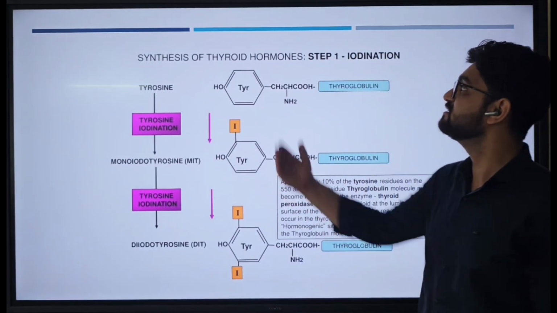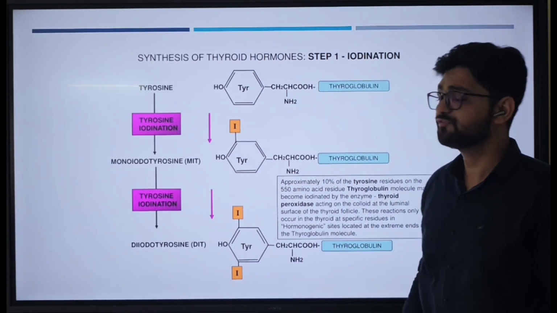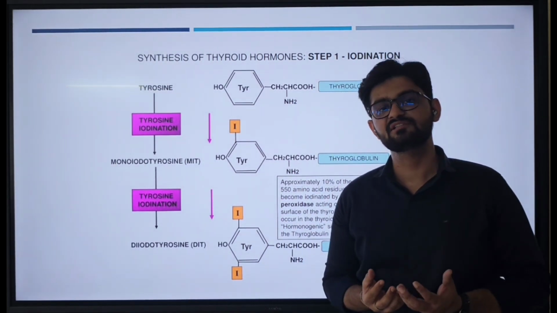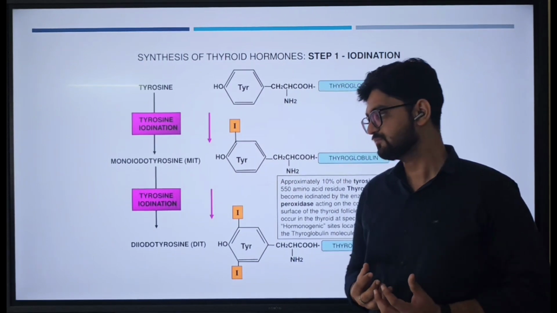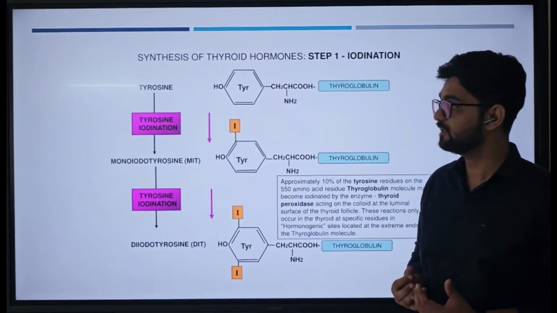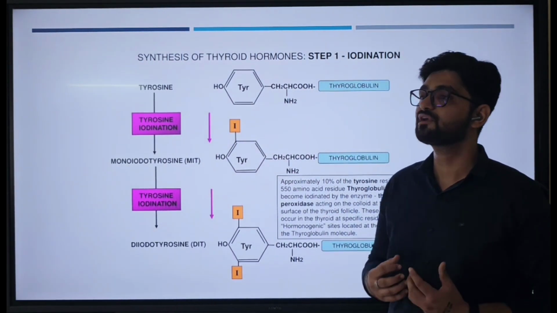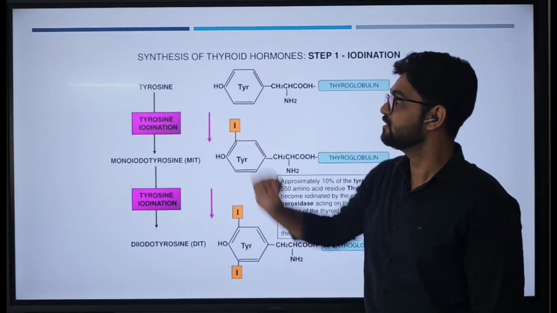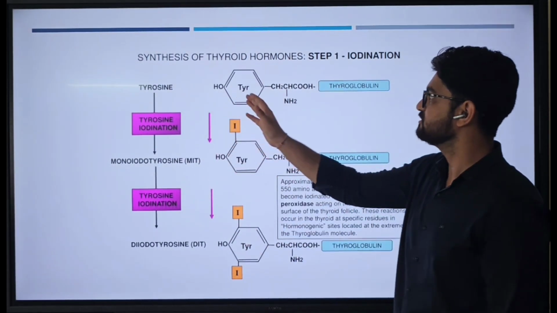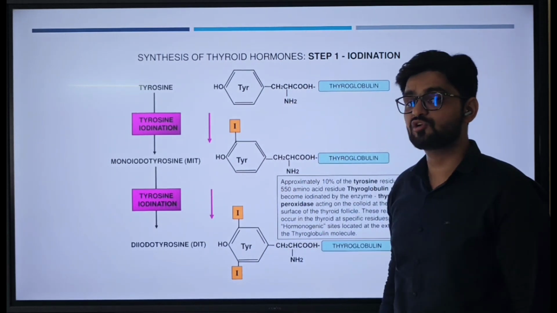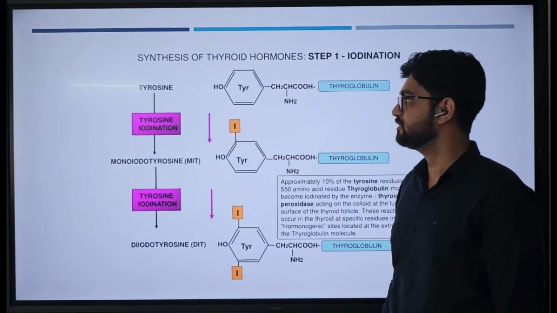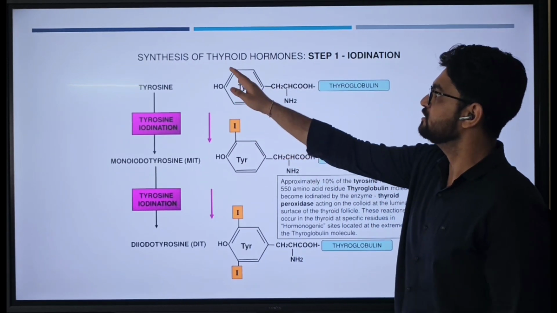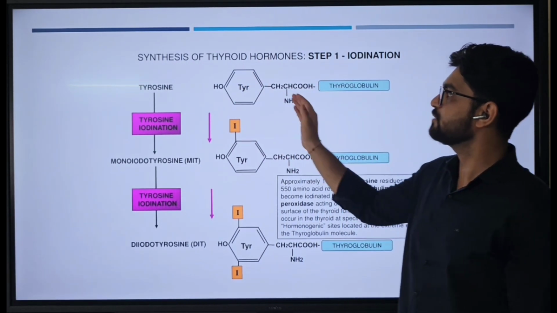Talking about the synthesis of the thyroid hormone. First is the step of iodination. When we talk about the synthesis as well as the storage of the thyroid hormone in the thyroid gland, first we need to know the chemical structure of the thyroid hormone. So it starts with the amino acid tyrosine. Tyrosine is conjugated in thyroglobulin, which is a glycoprotein. Here you see the chemical structure of tyrosine with its different subgroups.